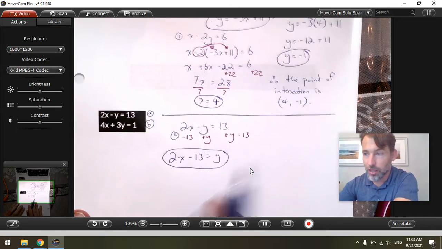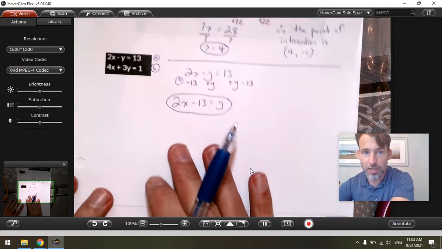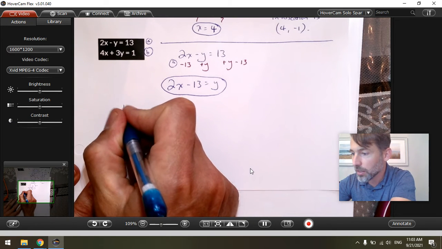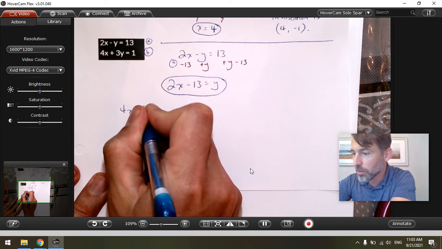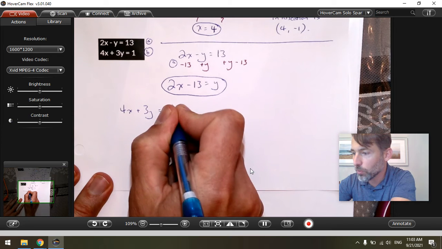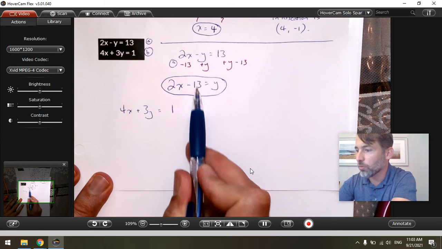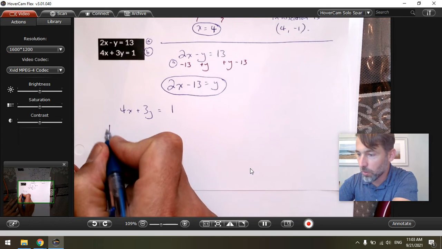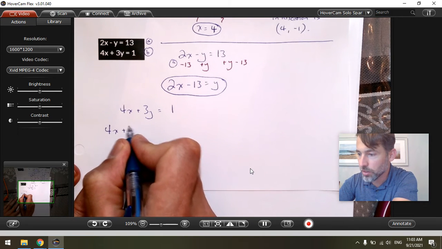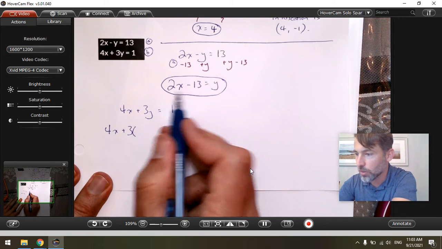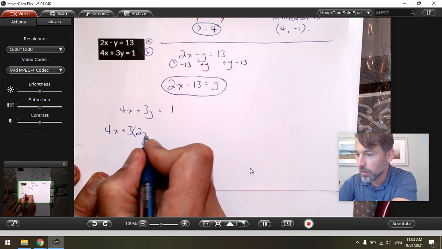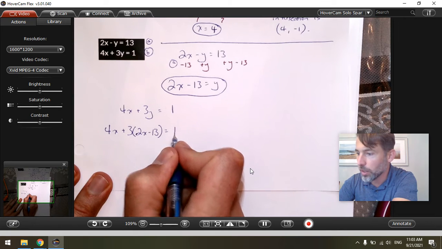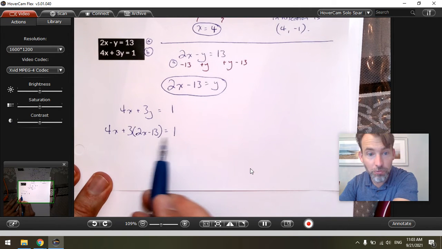So I'm going to start by copying out B. We're going to copy here: 4x plus 3y equals 1. Now substitute this in for y. So I'm going to have 4x plus 3, substitute into brackets, 2x minus 13 equals 1. All right, now solve for x.